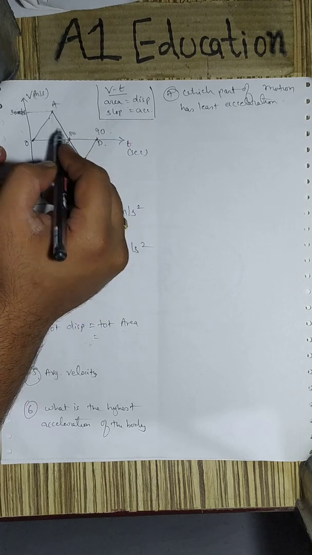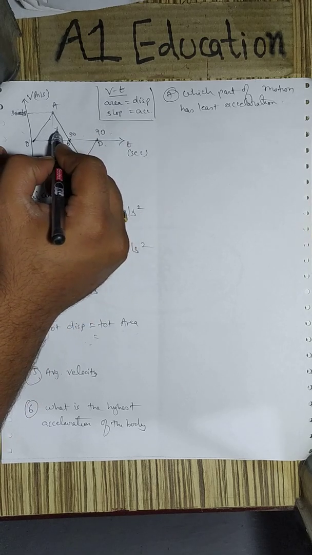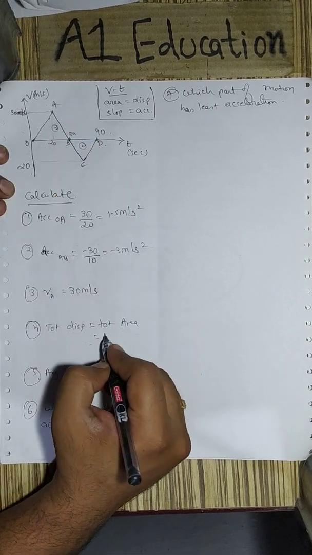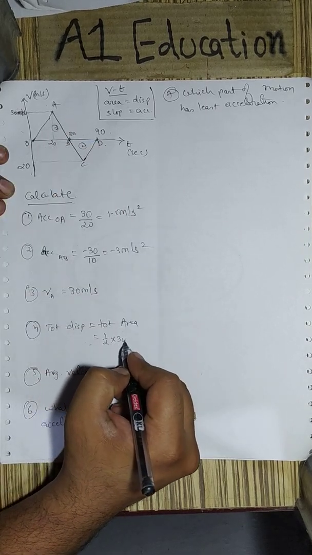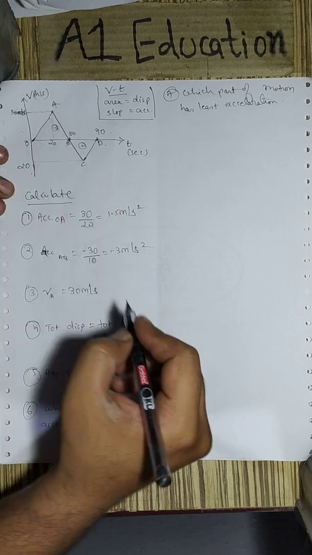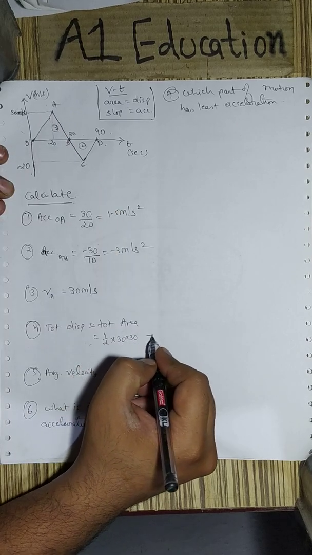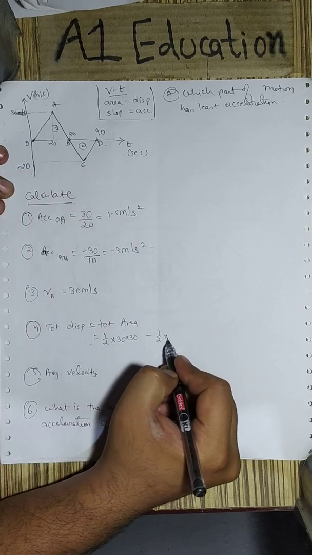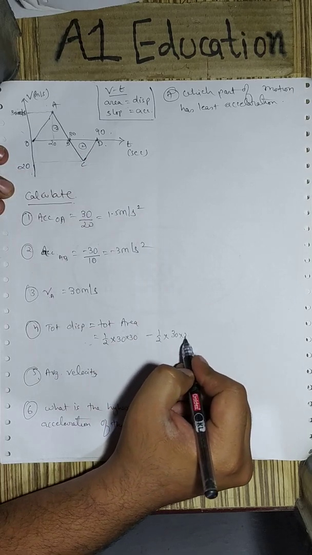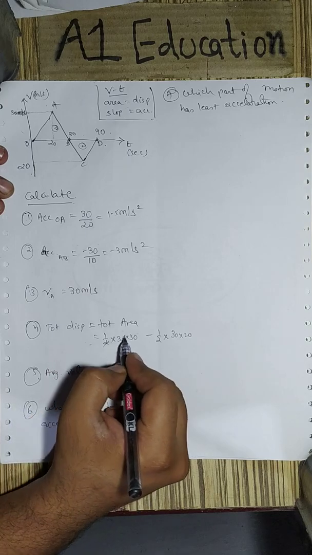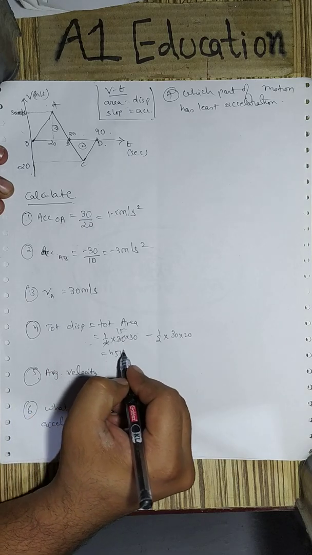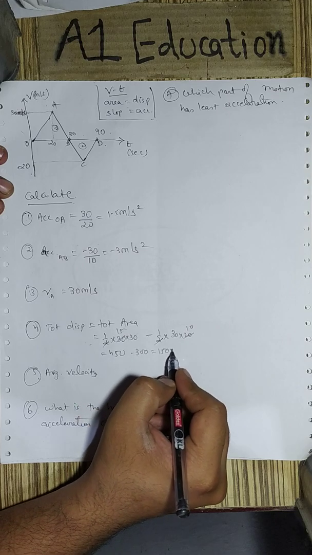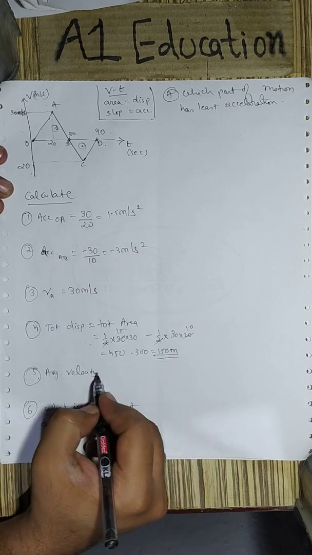So area we can divide into two parts, one is this triangle and other one is this triangle. So for this triangle it will be half, base is 30, total base and height is 30, minus, this is a triangle in the negative part, so we put a minus sign, half, base is 30, height is 20. So 450 minus 300, 150 meters is the displacement.